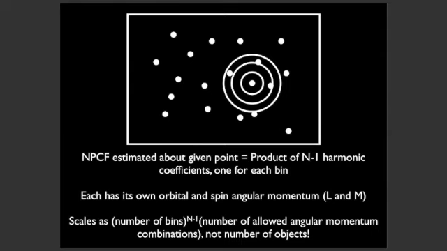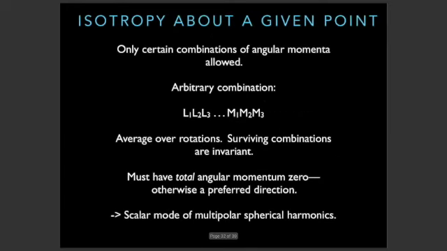It doesn't scale as number of objects anymore, so you avoid this punishing scaling, where if you had a 4-point function, it could scale as number of galaxies to the 4th power if you did it the naive way. So isotropy about a given point, which is what you have in the absence of RSD, means that only certain angular momentum combinations are allowed. And basically, you can think about this and realize that you have to have total angular momentum 0, because if you didn't, that angular momentum would point in a certain direction, and that would be a preferred direction, so it would break isotropy. So this turns out to be the scalar mode of multipolar spherical harmonics to connect to a quantum mechanics language.